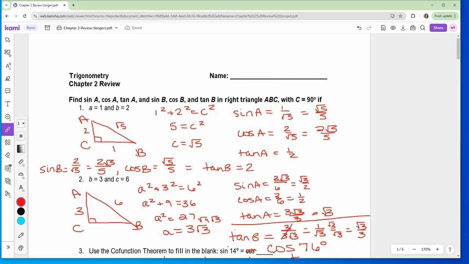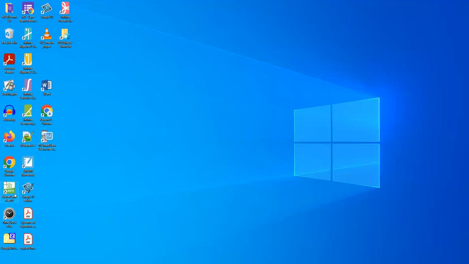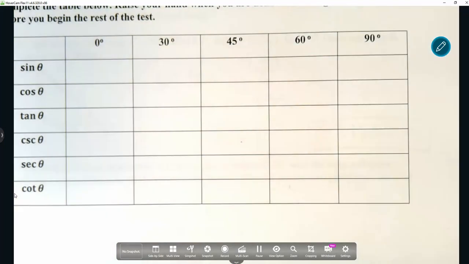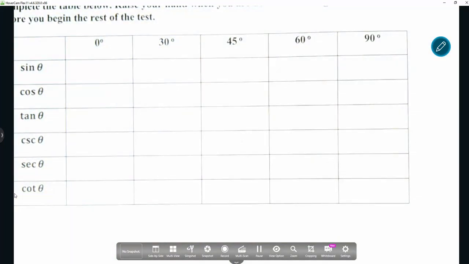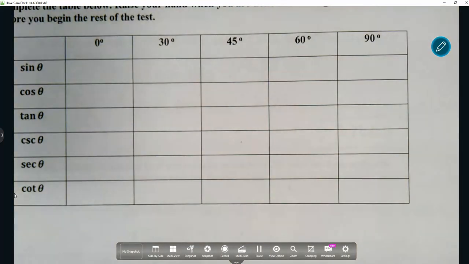Another thing that will be on the test, and I've told you guys this, but the table will be on there. So what I'm going to have you do is fill this out without a calculator, and then you can do the rest of the test. This is your hand trick. It would also really help you. You'll have this in front of you when you get to those problems where you're doing like sine of 225 degrees, so you can look back at this if you need to.